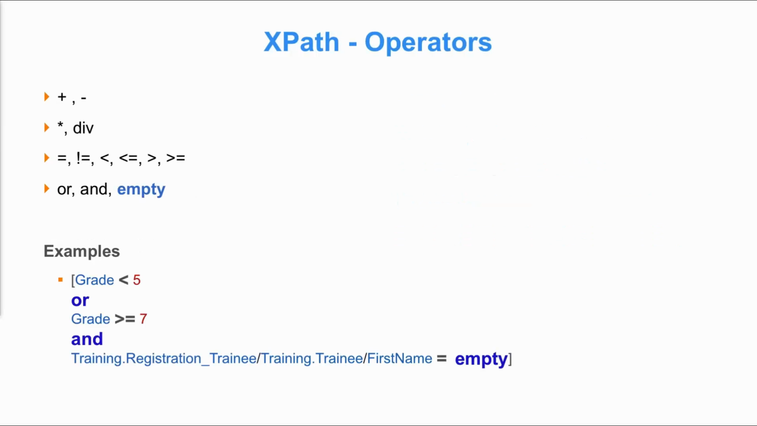There is a whole plethora of other XPath operations. You can do addition, subtraction, multiplication, not equals to, ors, ands, empties. For example, you want all the people where the registration trainee's first name is empty and their grades is less than 5 or greater than or equal to 7. So you can do a lot of complex queries with XPath.